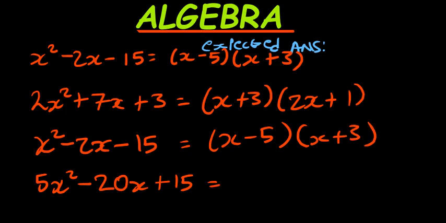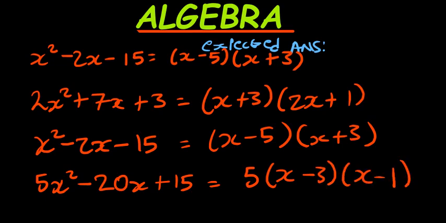And then for this one, our expected answer can be 5 open bracket x minus 3, and then x minus 1 there. Those are our expected answers.